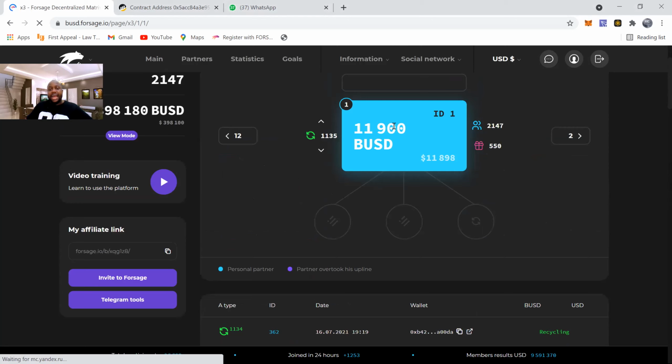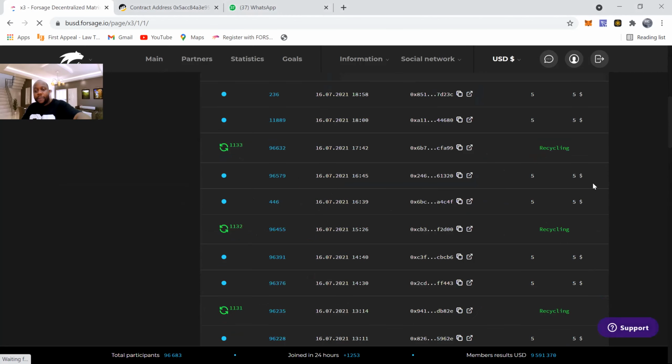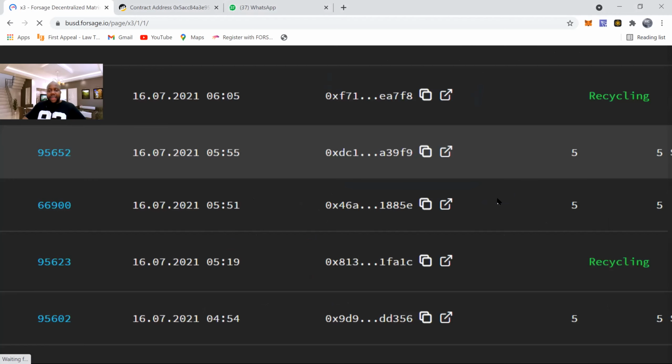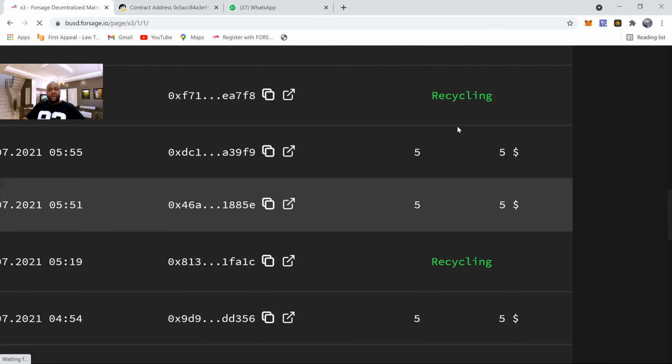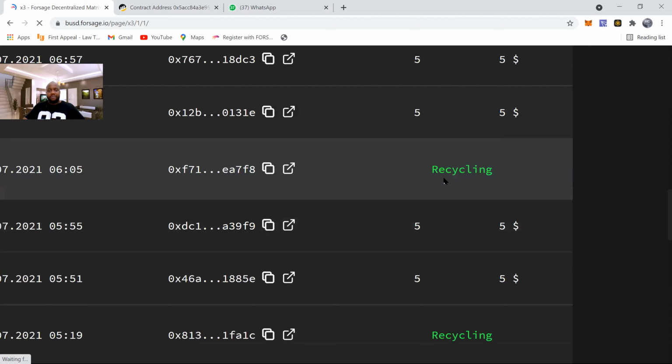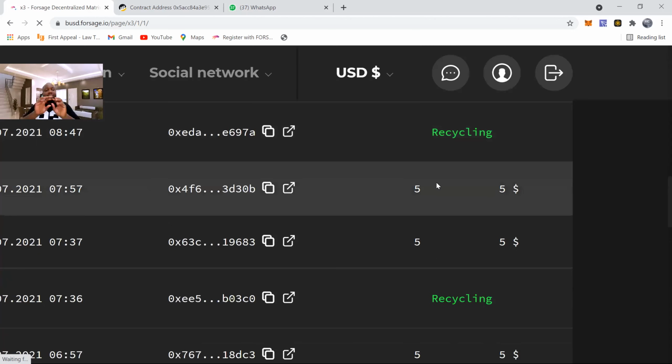You see this guy here bought this slot with the $5, but this slot has paid him 11,900. So when people also join, you see the transaction here. $5, $5 reopening. $5 reopening. When it reopens, it means those slots open again to receive another set of payment.